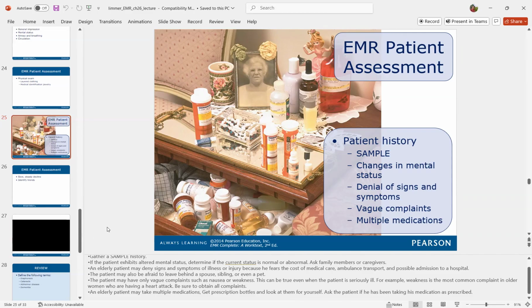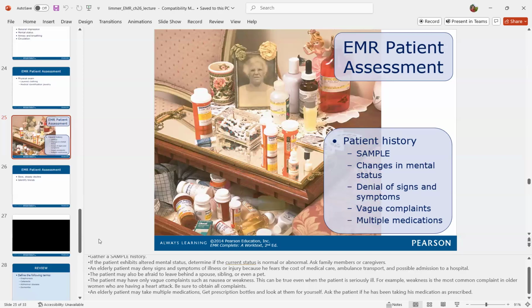An elderly patient may deny signs and symptoms of illness or injury because they fear the cost of medical care, ambulance transport, possible admission to the hospital, because maybe after the hospital they don't go home. They may end up in a nursing home. They don't want that to happen. They're also afraid of leaving behind spouses, siblings, pets, that type of thing.